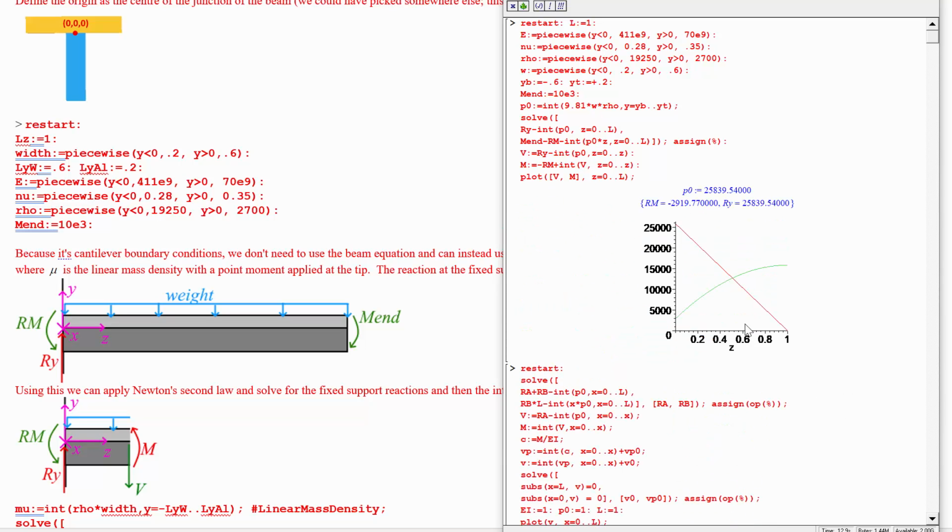Let's have a look. So it looks like the moment starts off at non-zero. Because the reactionary moment was actually negative 3,000, the moment starts off at positive 3,000 and then rises because the shear force is positive, but the shear force goes down to 0 as we go to the end. There's no externally applied shear force, no externally applied normal force either.